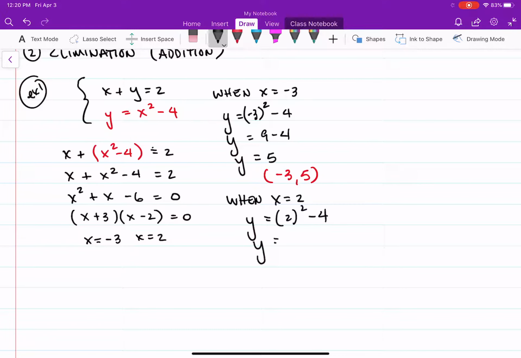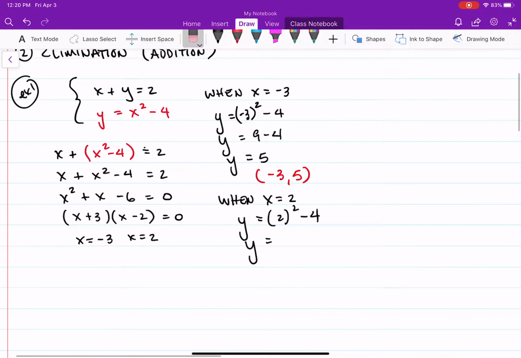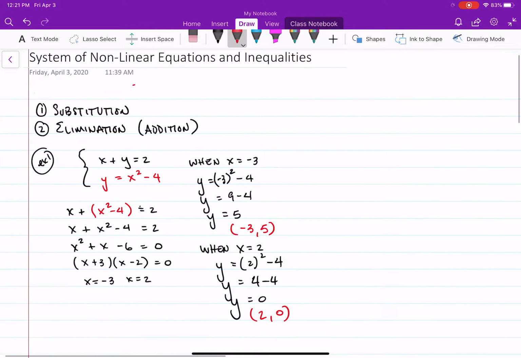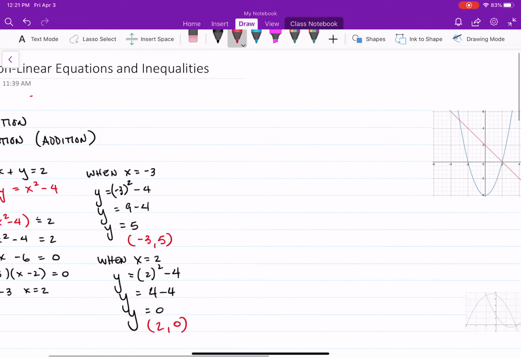So y is equal to 4 minus 4. So y is equal to 0. So in this case, my point is 2, 0. All right. So those are my two answers. So let's see what this graph looks like, shall we?